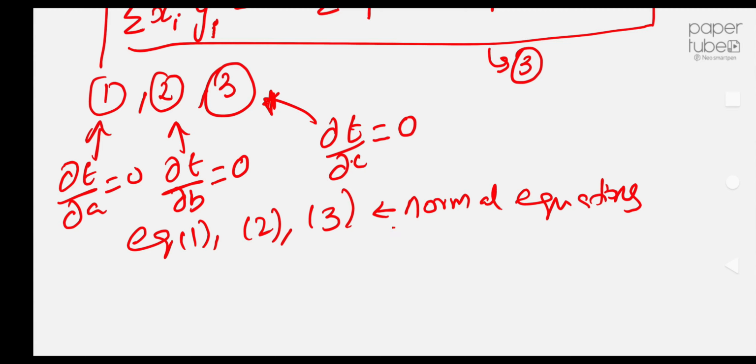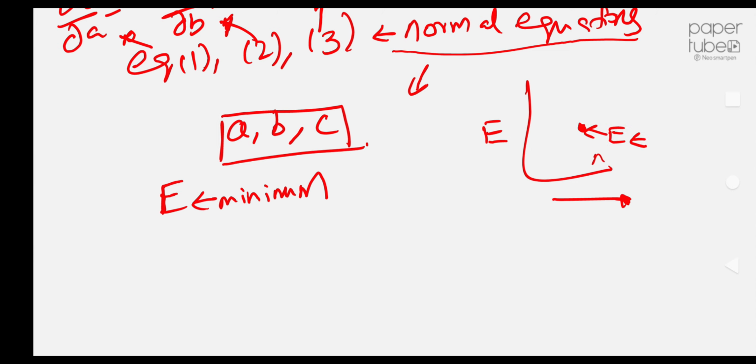Then we can solve them simultaneously in order to get A, B and C, so that the corresponding error will be minimum. Equations 1, 2 and 3 state that the change in error with respect to A is equal to 0, the change in error with respect to B is equal to 0, and the change in error with respect to C is equal to 0. This corresponds to a stationary point, the point in a plot of error versus these constants where your error will be minimum.